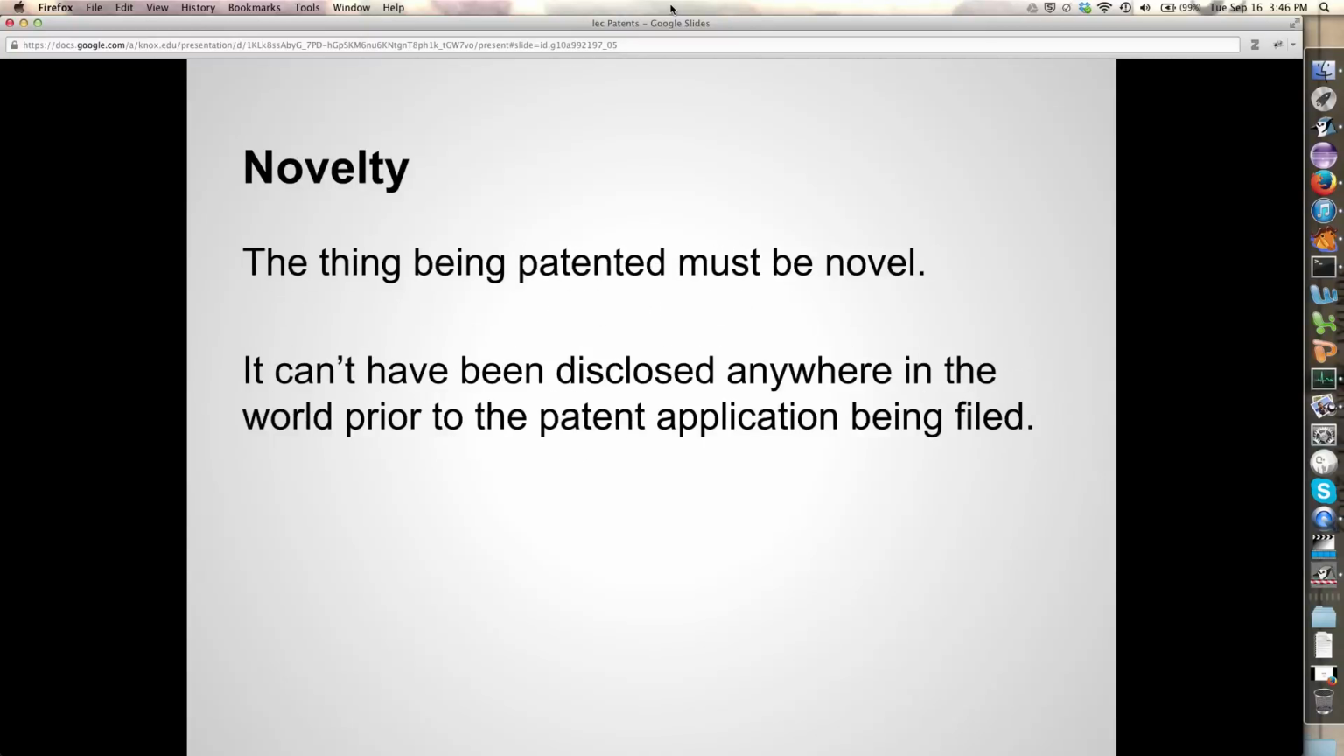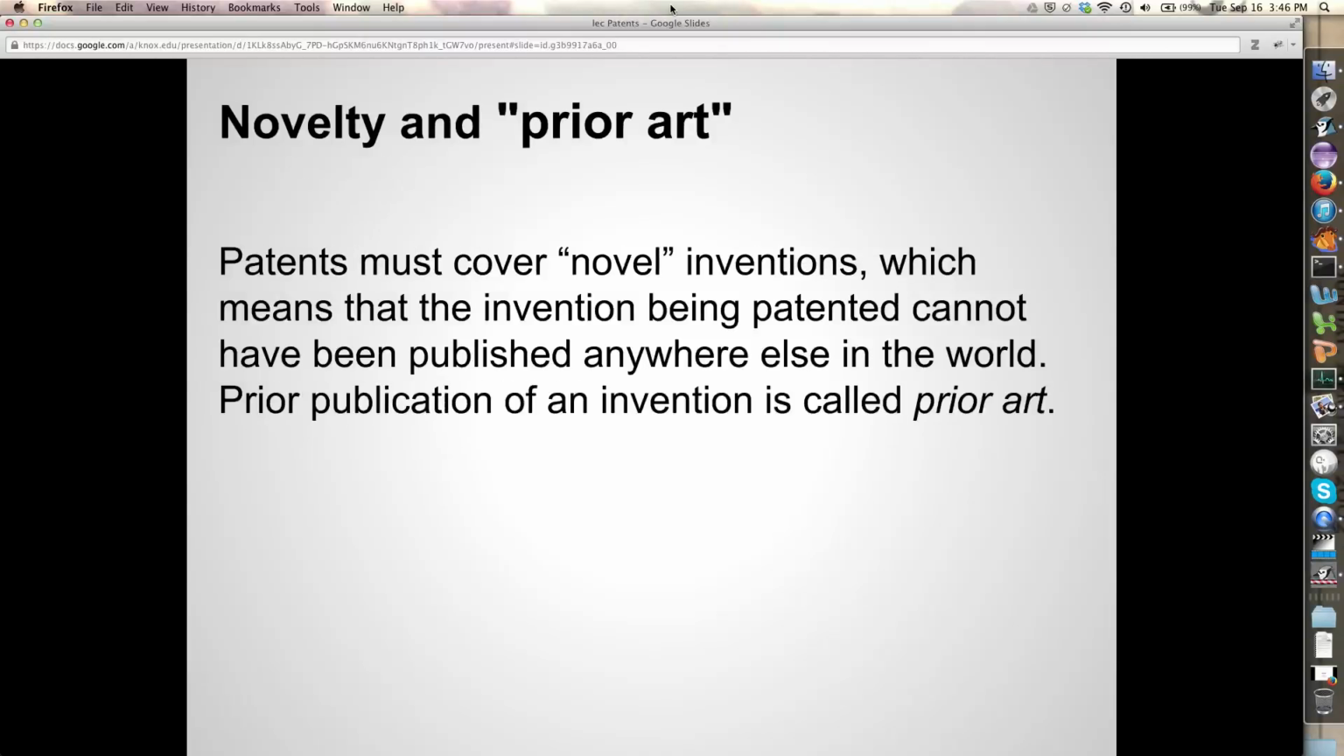Now the novelty: whatever you're patenting must be novel. That means it can't have been disclosed anywhere in the entire world prior to the patent application being filed. There's a term, prior art, which you may have heard, that comes up a lot with regard to this requirement for novelty. A patent has to cover a novel invention, which means that any prior art is going to invalidate that patent.